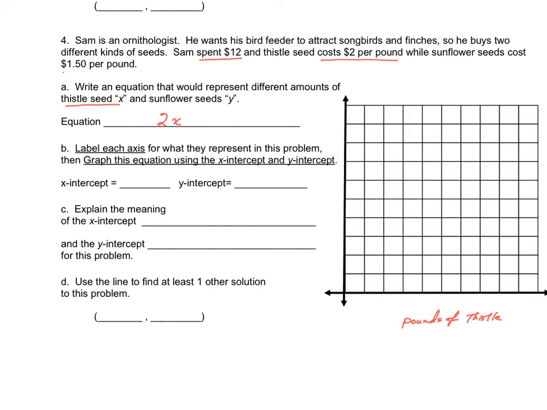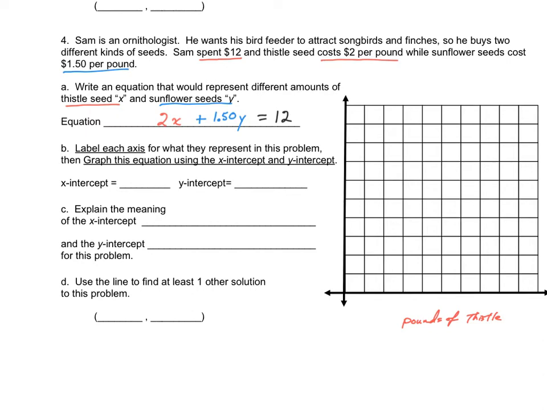Sunflower seed costs $1.50 a pound. That's another rate, but that rate only goes with sunflower seeds. So that's $1.50 per pound times the number of pounds of sunflower seed. Now that 2X will come out to be the total cost for the thistle seed, and the 1.50Y is the total cost for the sunflower seeds. So when we add them together, we should get the total cost, which is $12, because that's how much he spent. So don't solve for X or solve for Y.